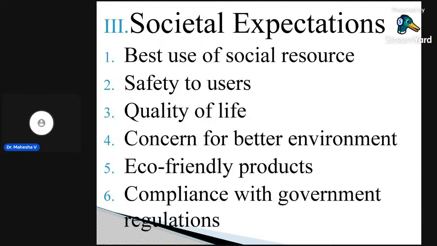Compliance with the government rules and regulations. If you make or frame your policies in tune with the government policies, procedures and regulations, that itself is the utmost care given by the company towards the society. You need to comply with the government rules and regulations. By that you are able to protect the society.